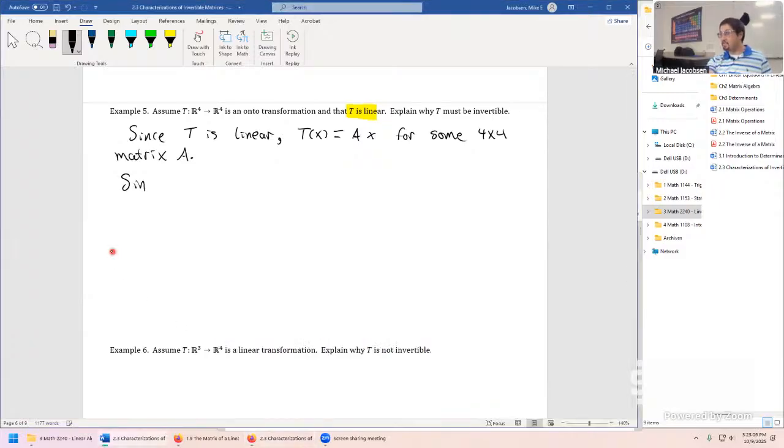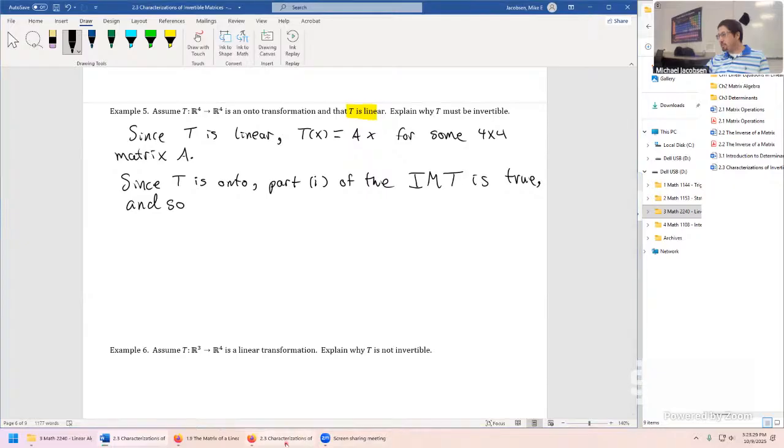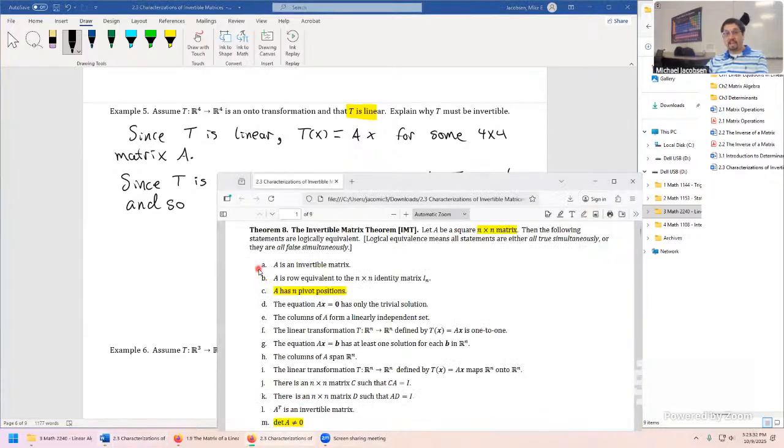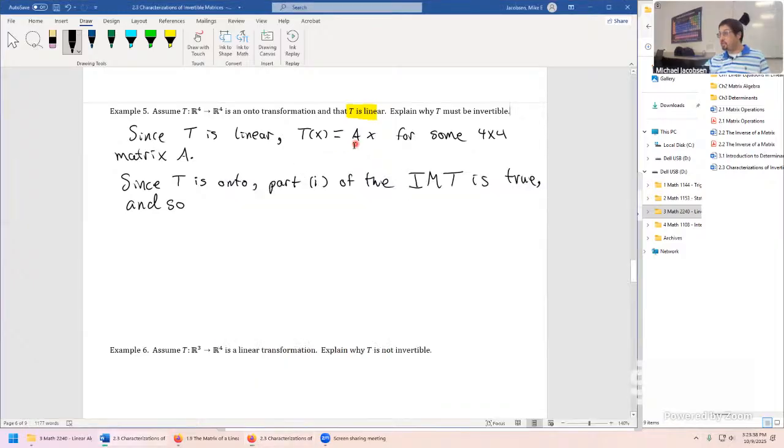Let's say that since T is onto, part I of the invertible matrix theorem is true. And so, we can now directly connect that with part A. A is automatically an invertible matrix. We're talking about that matrix A, the standard matrix for the transformation. And so A inverse exists by part A. At this point, we're done with the invertible matrix theorem.